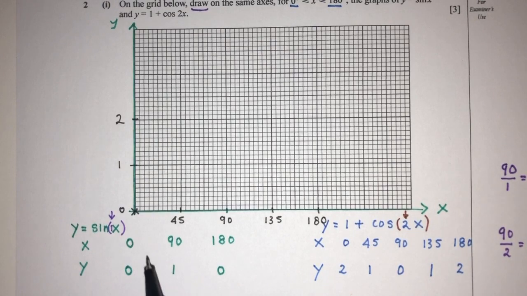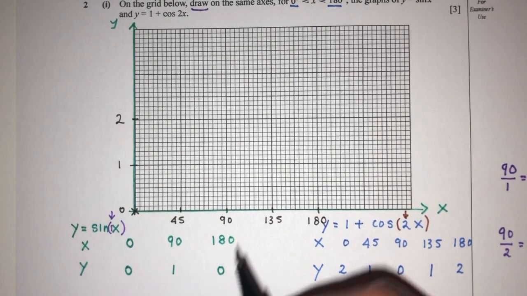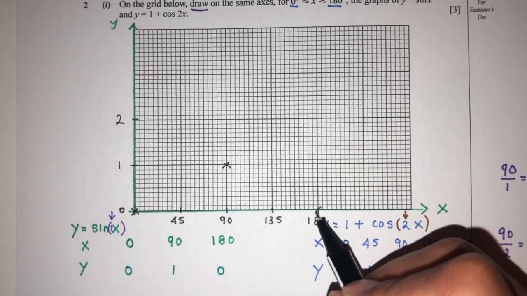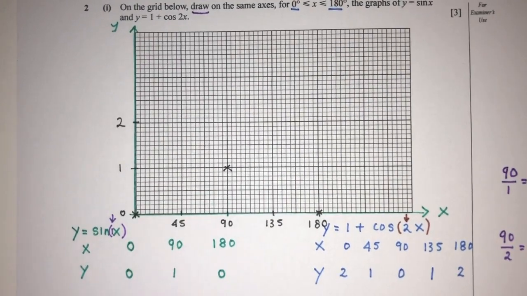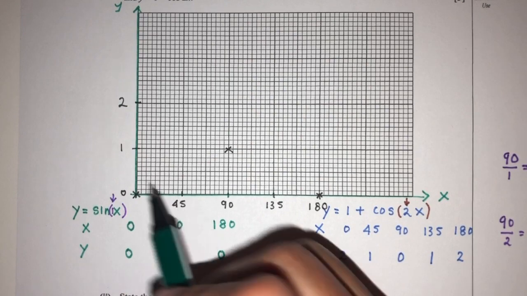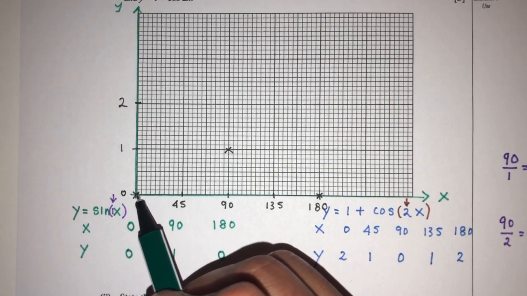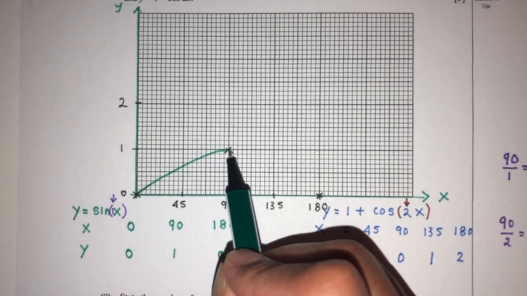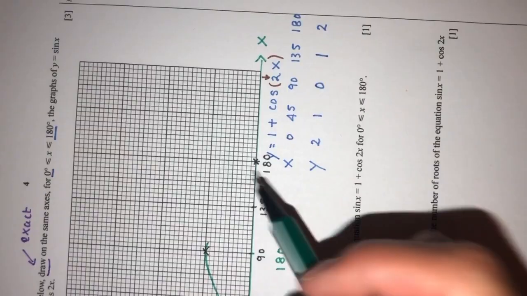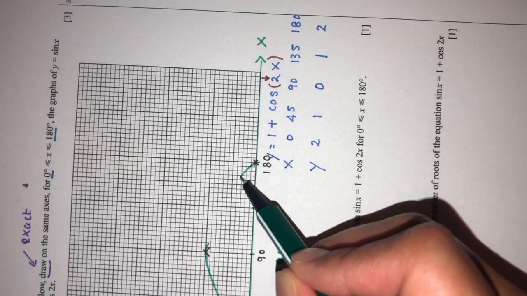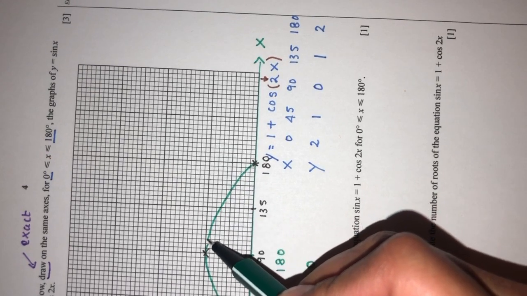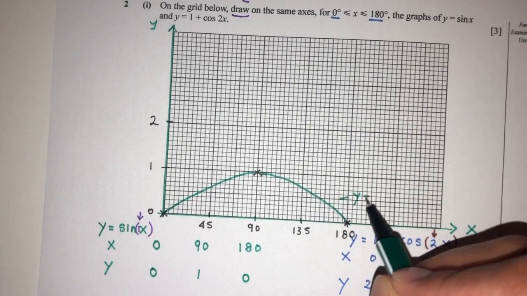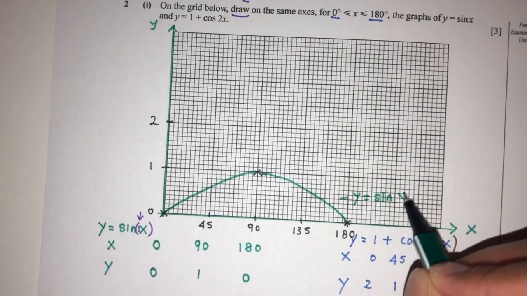So the first one is 0, 0. Then we have 90, and then 180. So that will be the other one. So let's join them. For this one, it has to be something like this. This shape going down, and should be in this shape as well. Okay, so that will be the first one. Let's label this as y equal to sin x.